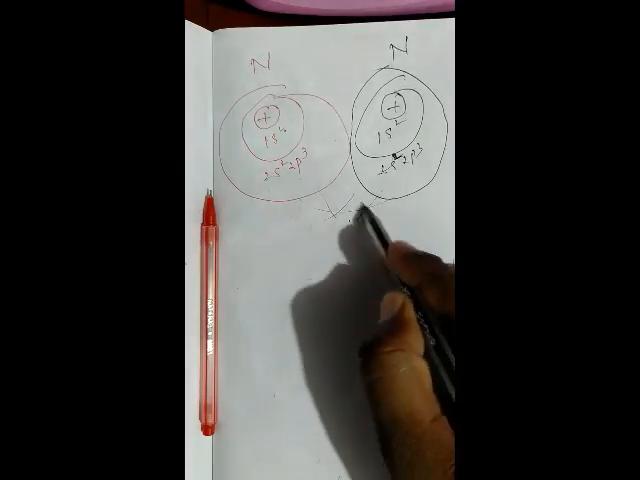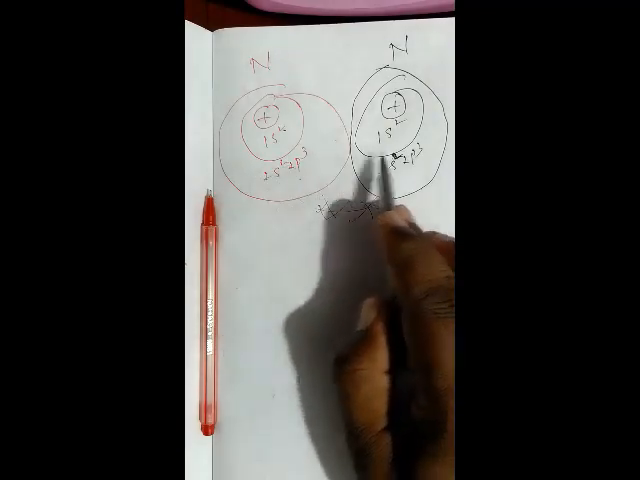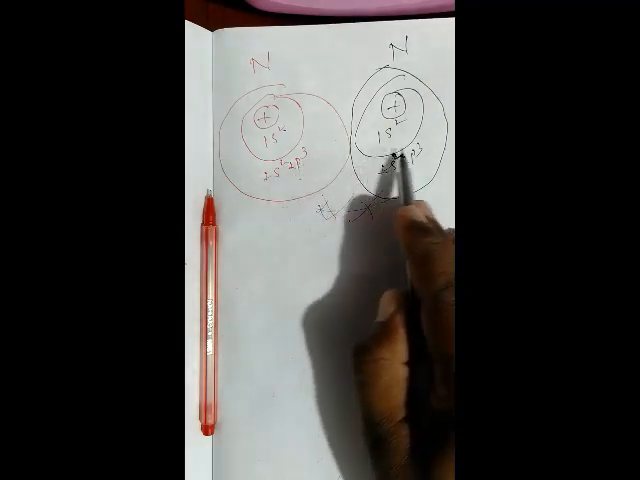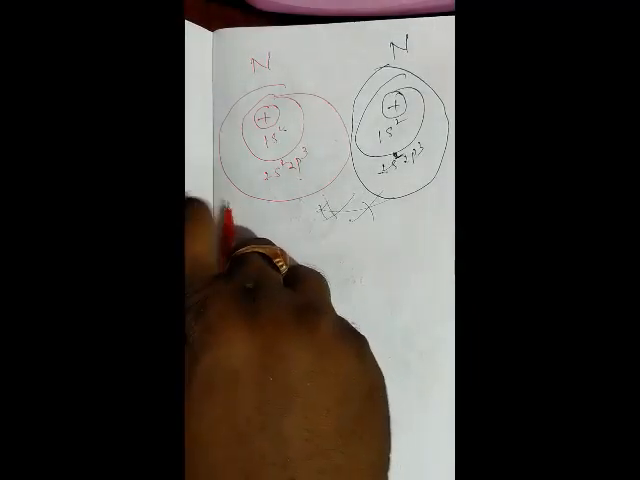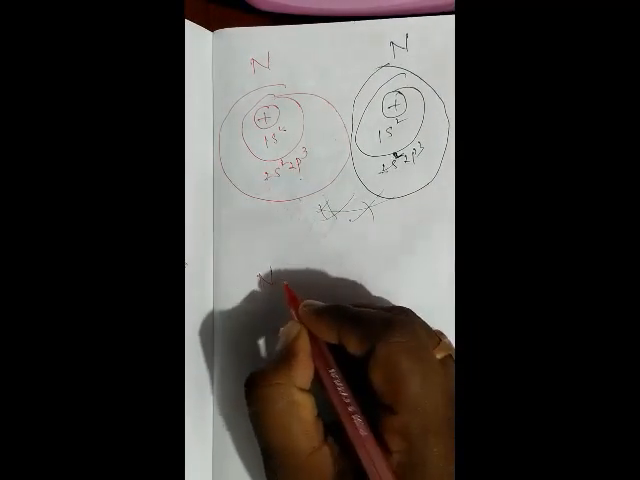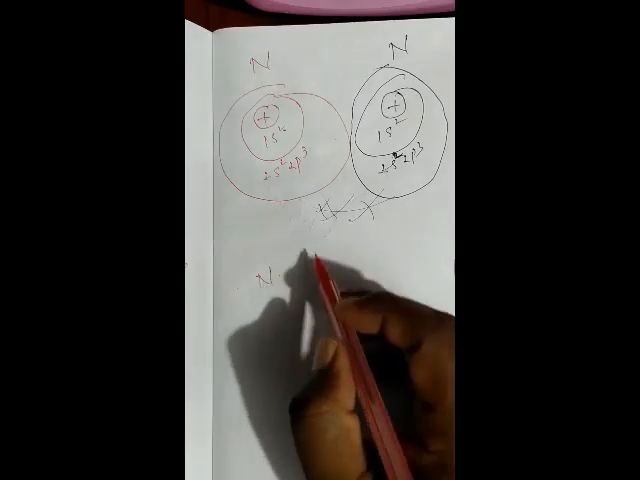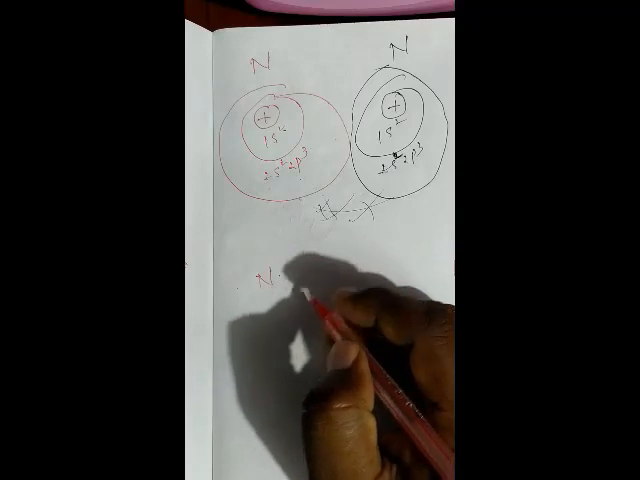So transformation is not possible. So for converting into a stable atom, these two atoms completely share their electrons with each other. Now see here. First nitrogen atom, symbol N. This nitrogen requires 3 electrons. How many electrons? 3 electrons.